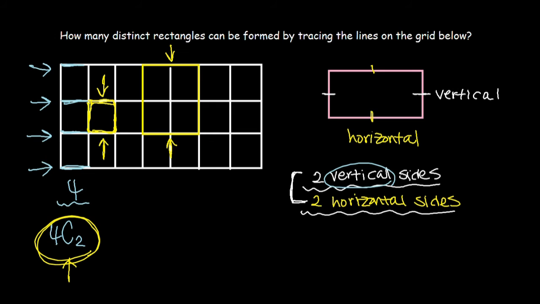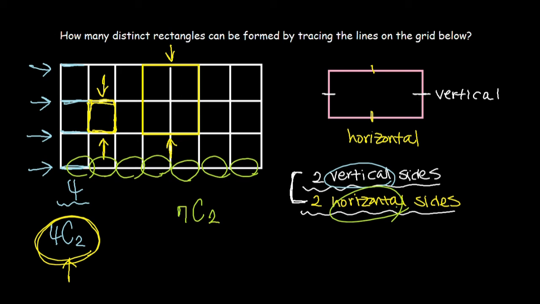And same thing with the horizontal side. So let's look at the horizontal sides in green. How many horizontal sides do you have? You have 1, 2, 3, 4, 5, 6, and 7. So this time, you don't do 4 choose 2, you do 7 choose 2, right? And what is this equal to? The number of horizontal sides you can choose from, right? How many different combinations you can get.